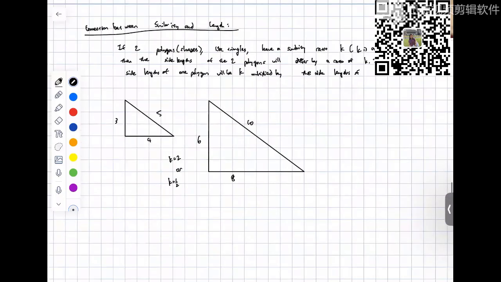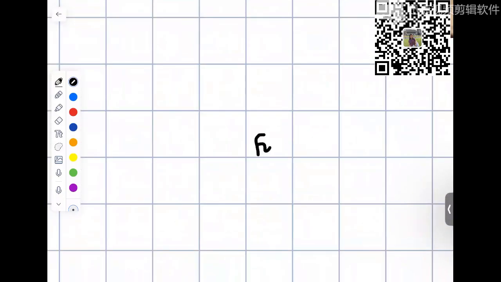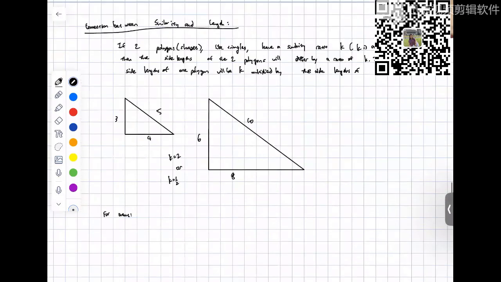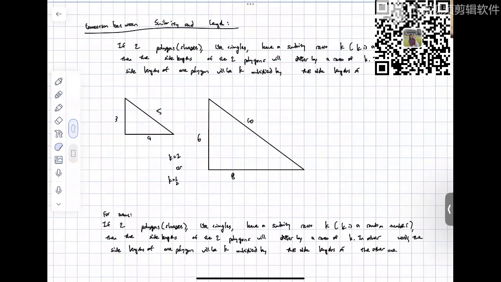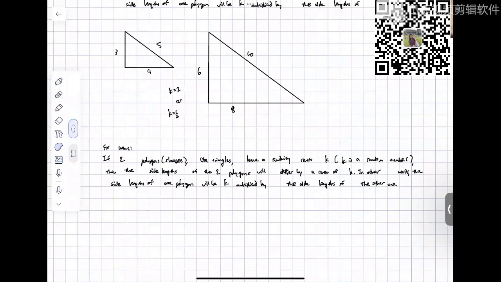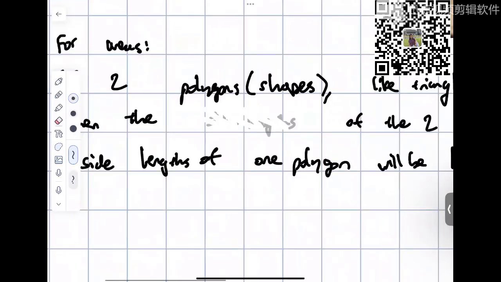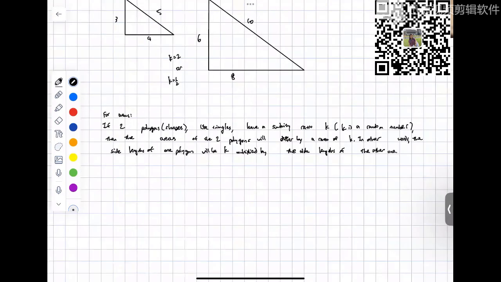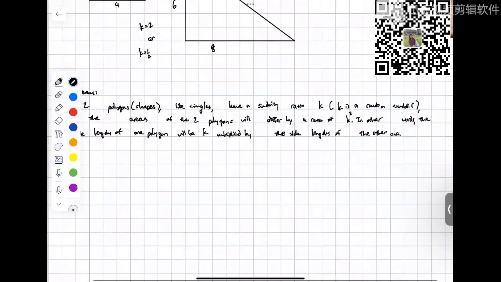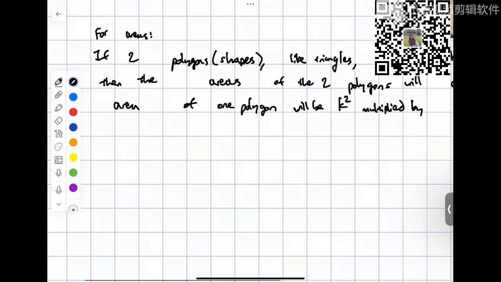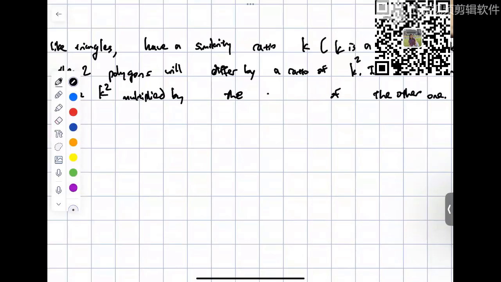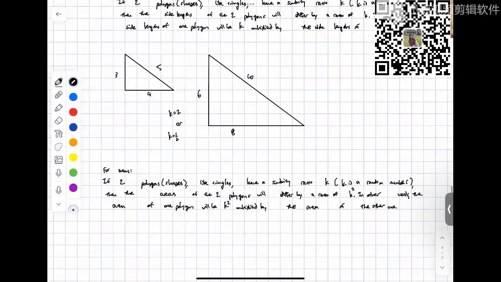However, for areas, I'm going to copy this so I don't have to spend time writing it again. If two polygons, like triangles, have a similarity ratio k, where k is a random number, then the areas of the two polygons will differ by a ratio of k squared. In other words, this area will be k squared multiplied by the area of the other one. And let's go back into here.